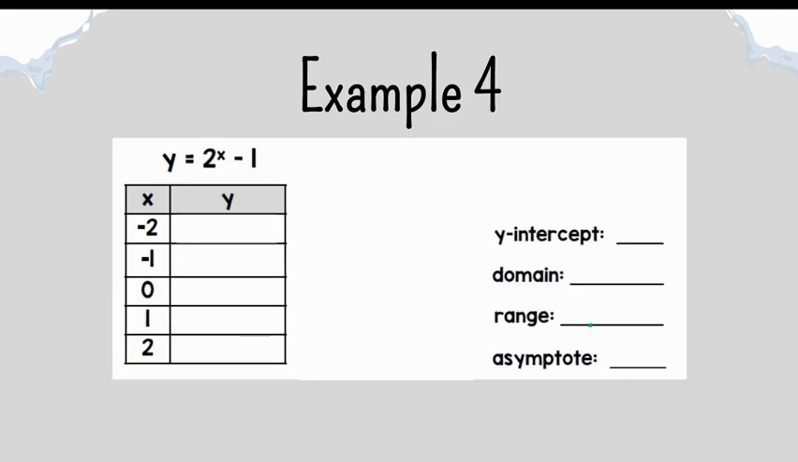Okay, next one, a little bit more complicated. I'm going to go ahead and plug into the calculator. We have 2 to the exponent of -2, minus 1. That gets me -3/4. 2 to the negative first power minus 1 would be -1/2. 2 to the 0 power is 1. 1 minus 1 is 0. 2 to the first power is 2. 2 minus 1 is 1. 2 squared is 4. 4 minus 1 is 3.